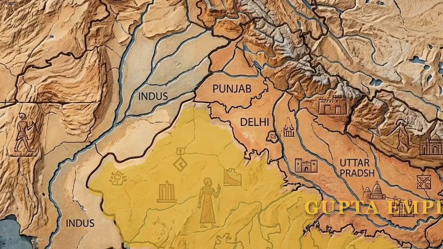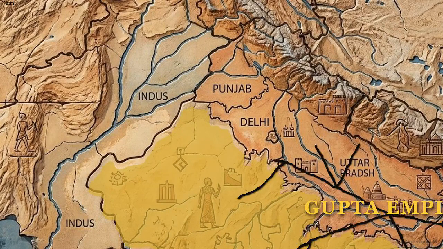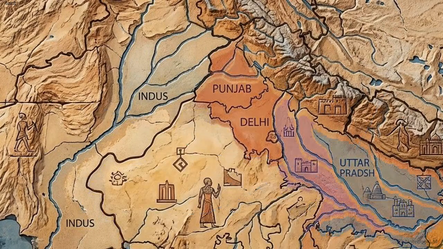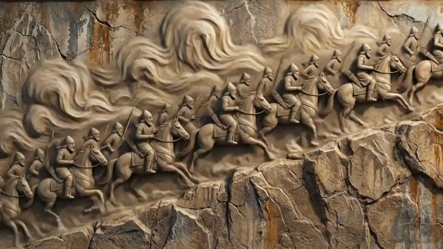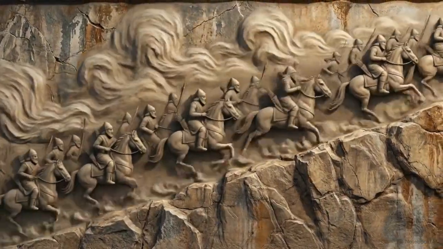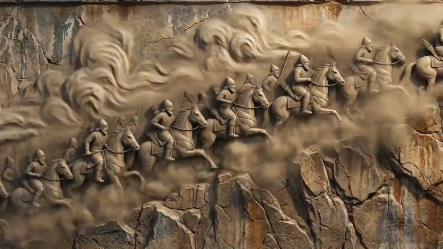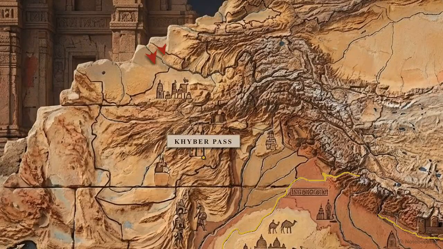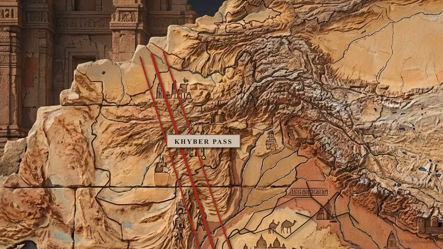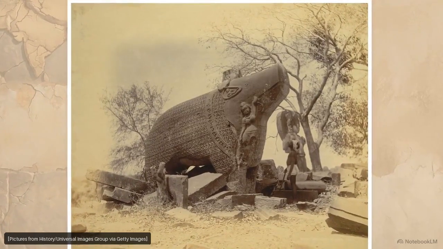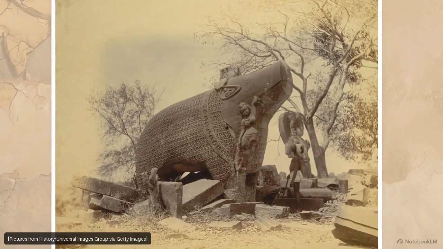Skip forward roughly 1,000 years to the 6th century CE. The highly centralized model built by Magadha and perfected by the Gupta Empire finally collapsed, plunging the subcontinent back into a state of multipolarity. The catalyst for this fracture came from the northwest. Central Asian Huna tribes, led by commanders like Toramana and later his son Mihirakala, penetrated the Khyber Pass and dismantled the Gupta military lines.